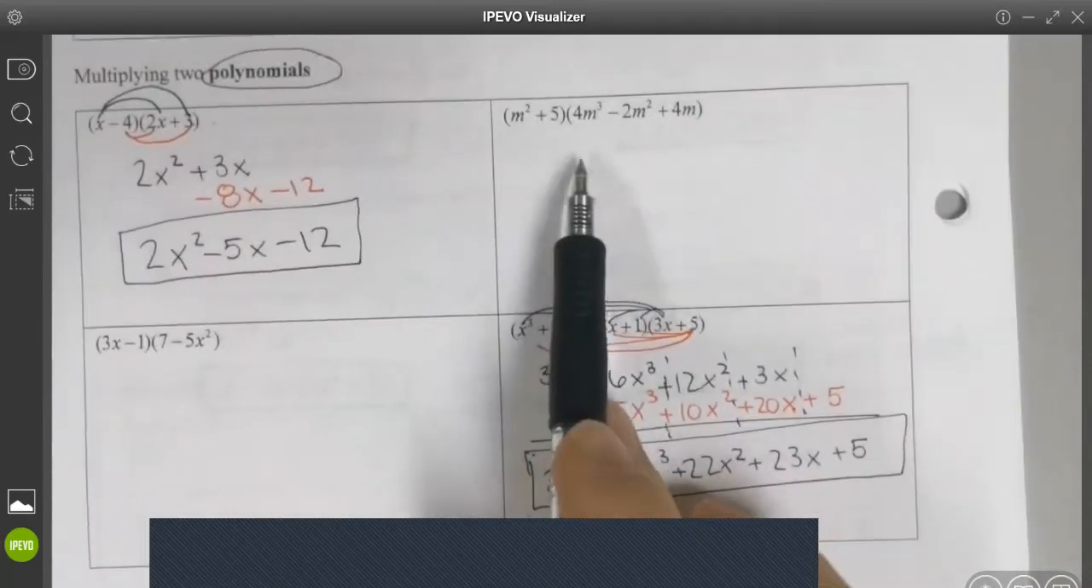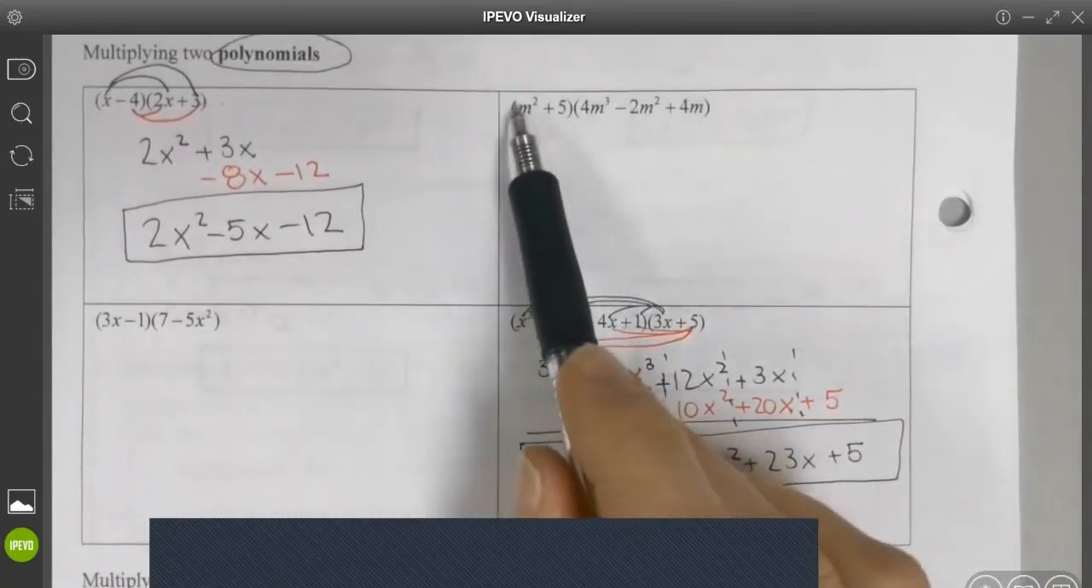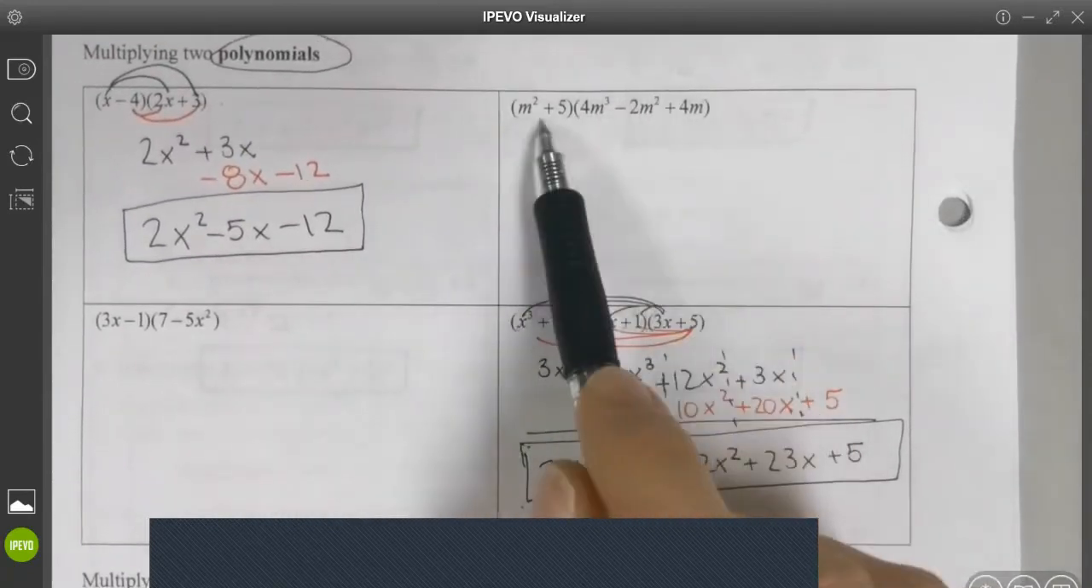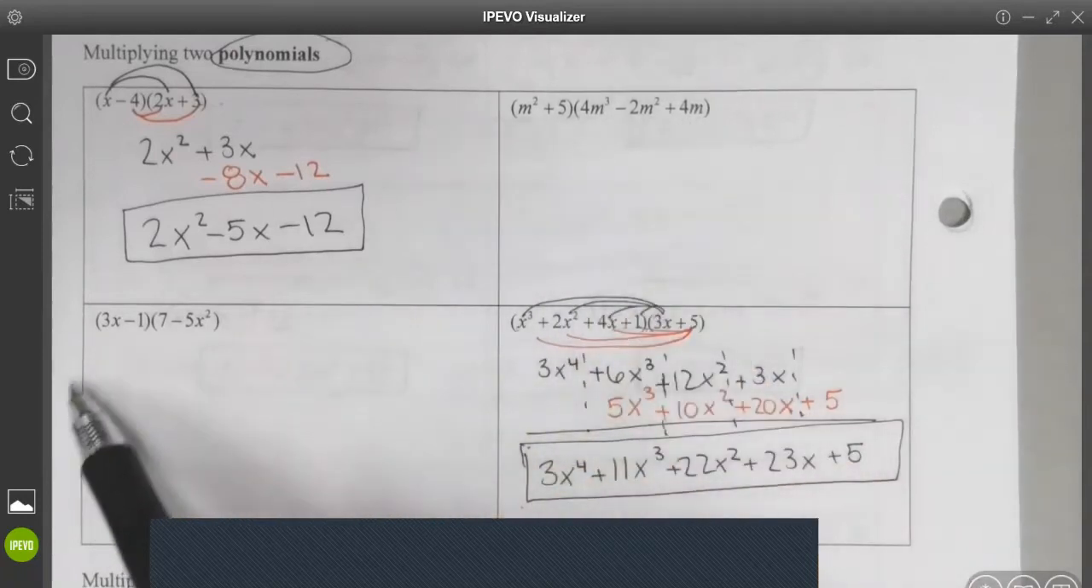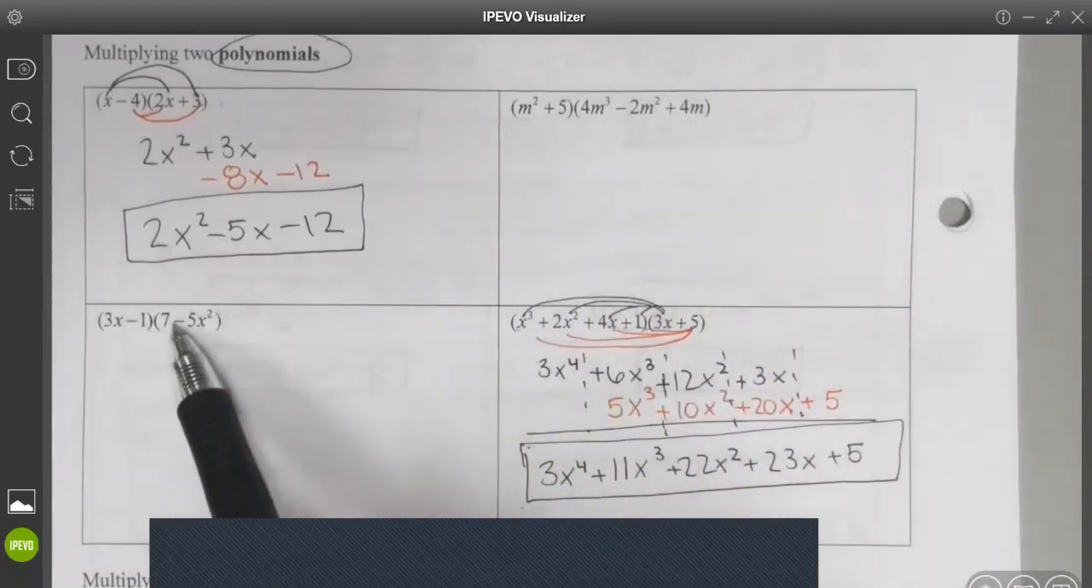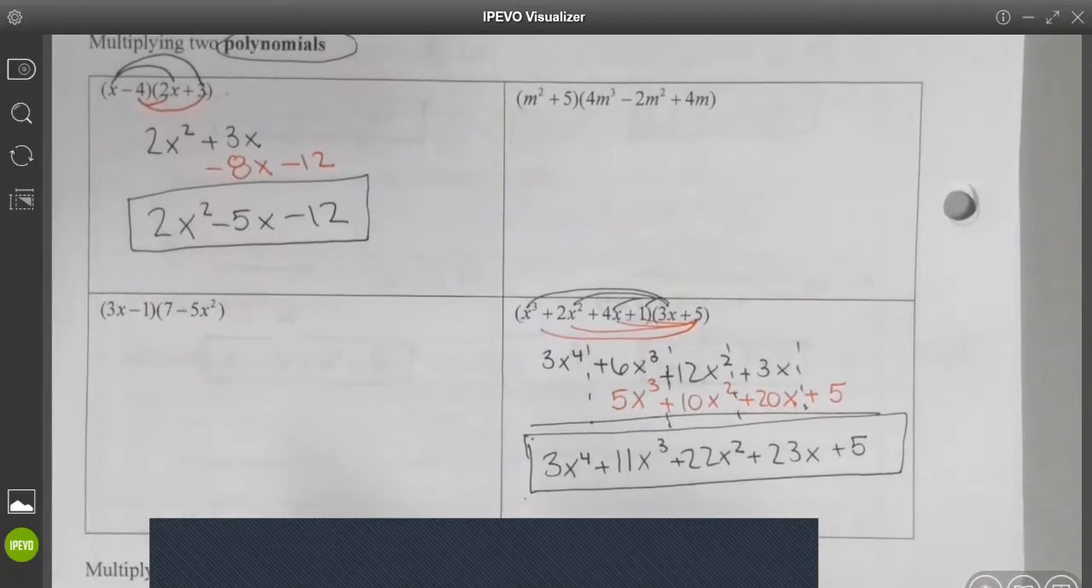So now I'd like you to try here and here. And again, distributing the first term, distributing the second term. Distribute the first term, distribute the second term. Combine like terms where we can.